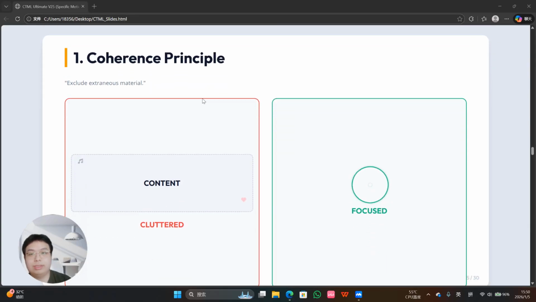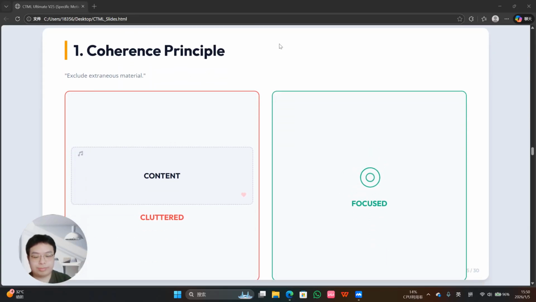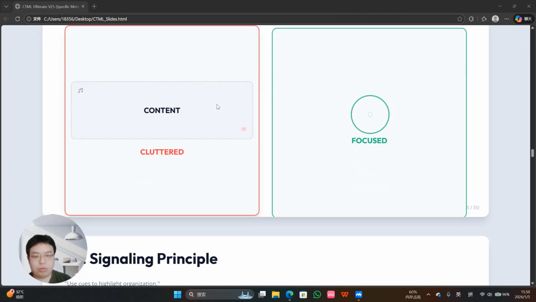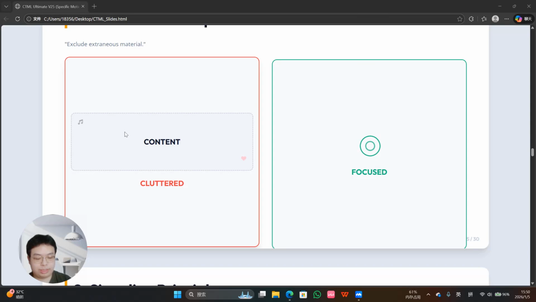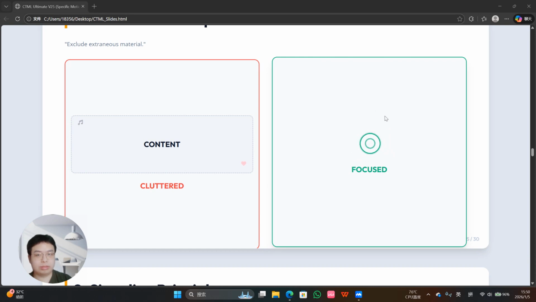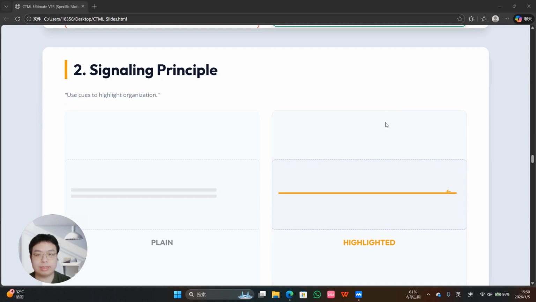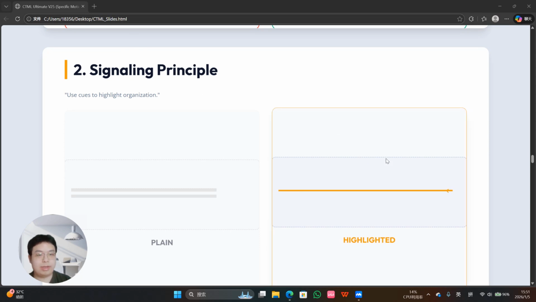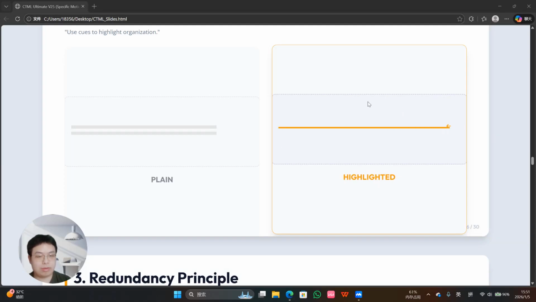Let's look at the first one, coherence principle. Without all irrelevant background music and decorative images, less is more. So we need to focus on our relevant study materials. And the second one is signaling principle. As demonstrated by this animation, use highlighted arrows or bold text to guide the student's gaze and tell them exactly where to look.